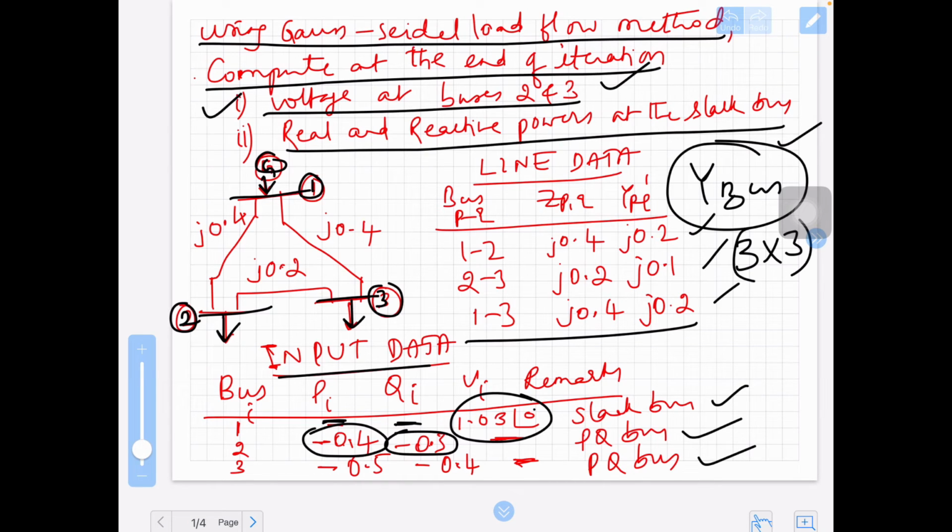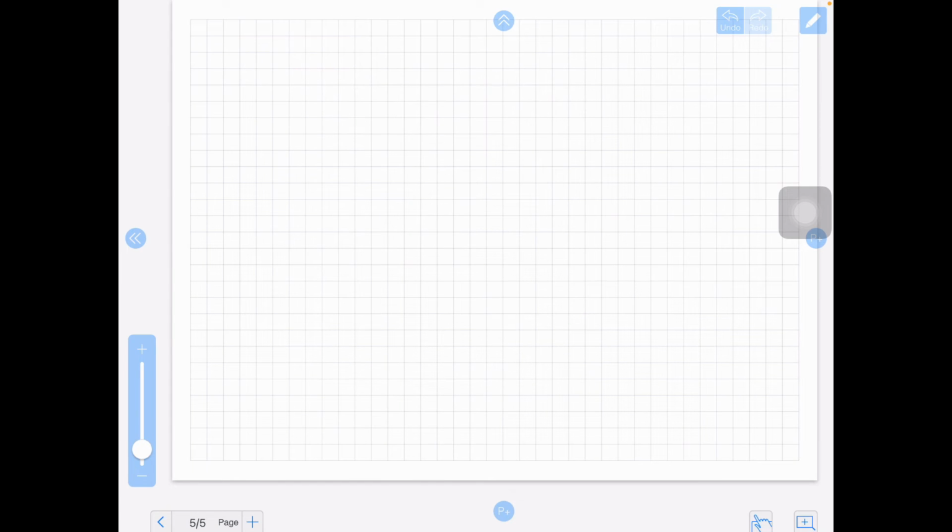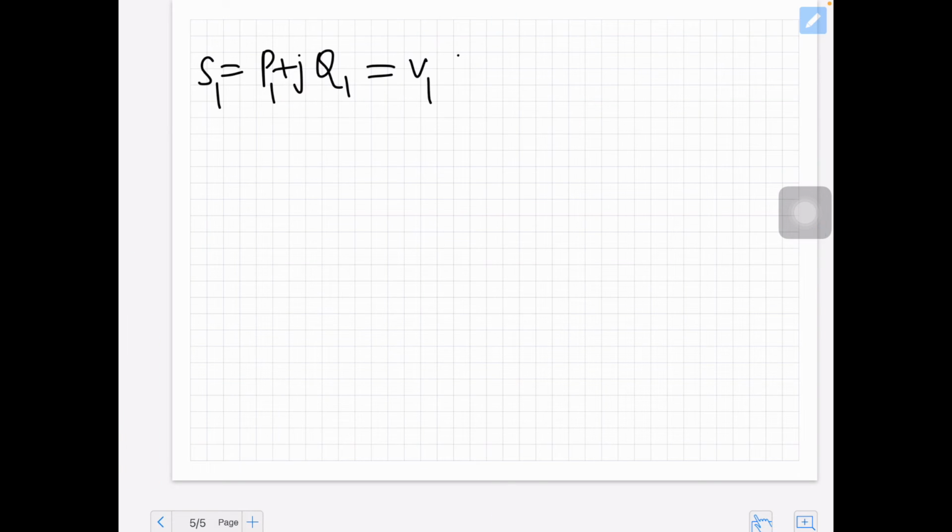Next we have to calculate the real and reactive powers at the slack bus. The real and reactive power at the slack bus are nothing but P1 and Q1. So S1 is required to find. S1 is nothing but the complex power available at bus 1. If you find S1 in rectangular coordinates, the real part will be the real power and the imaginary part will be the reactive power.